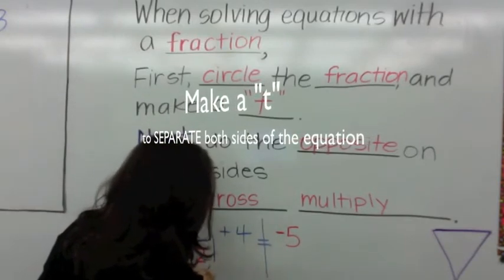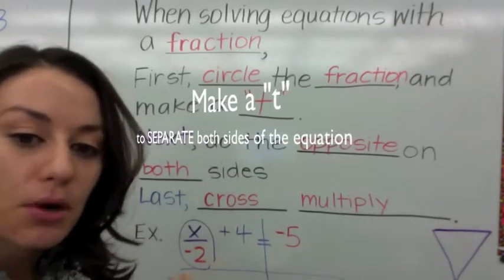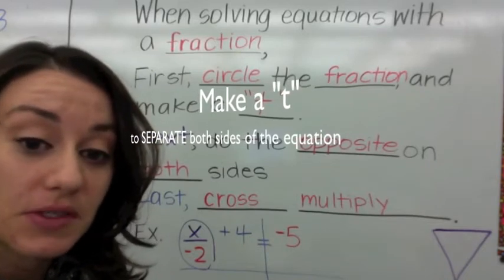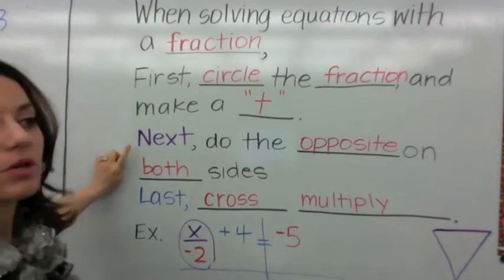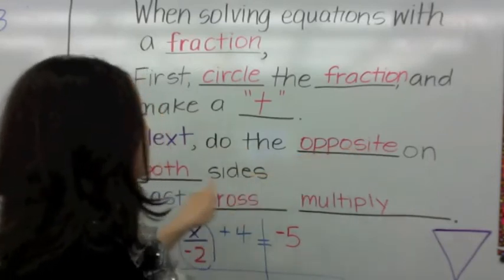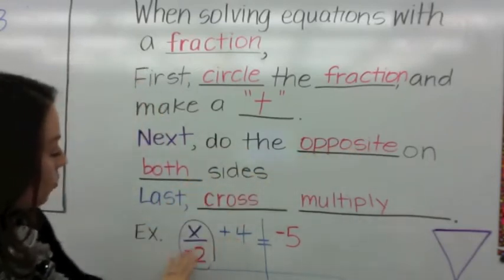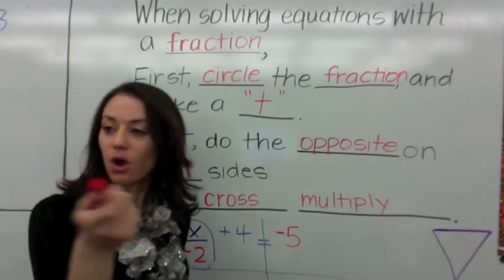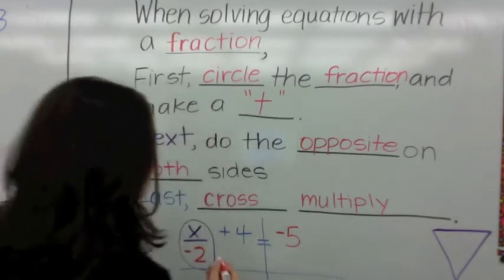You make a t to separate both sides of the equation. Okay, you want to separate both sides. Now we can get to step number 2. It says next, do the opposite on both sides. If you look at the number that is next to what you circled, what is the opposite of +4? It's -4. So you're going to do that to both sides.